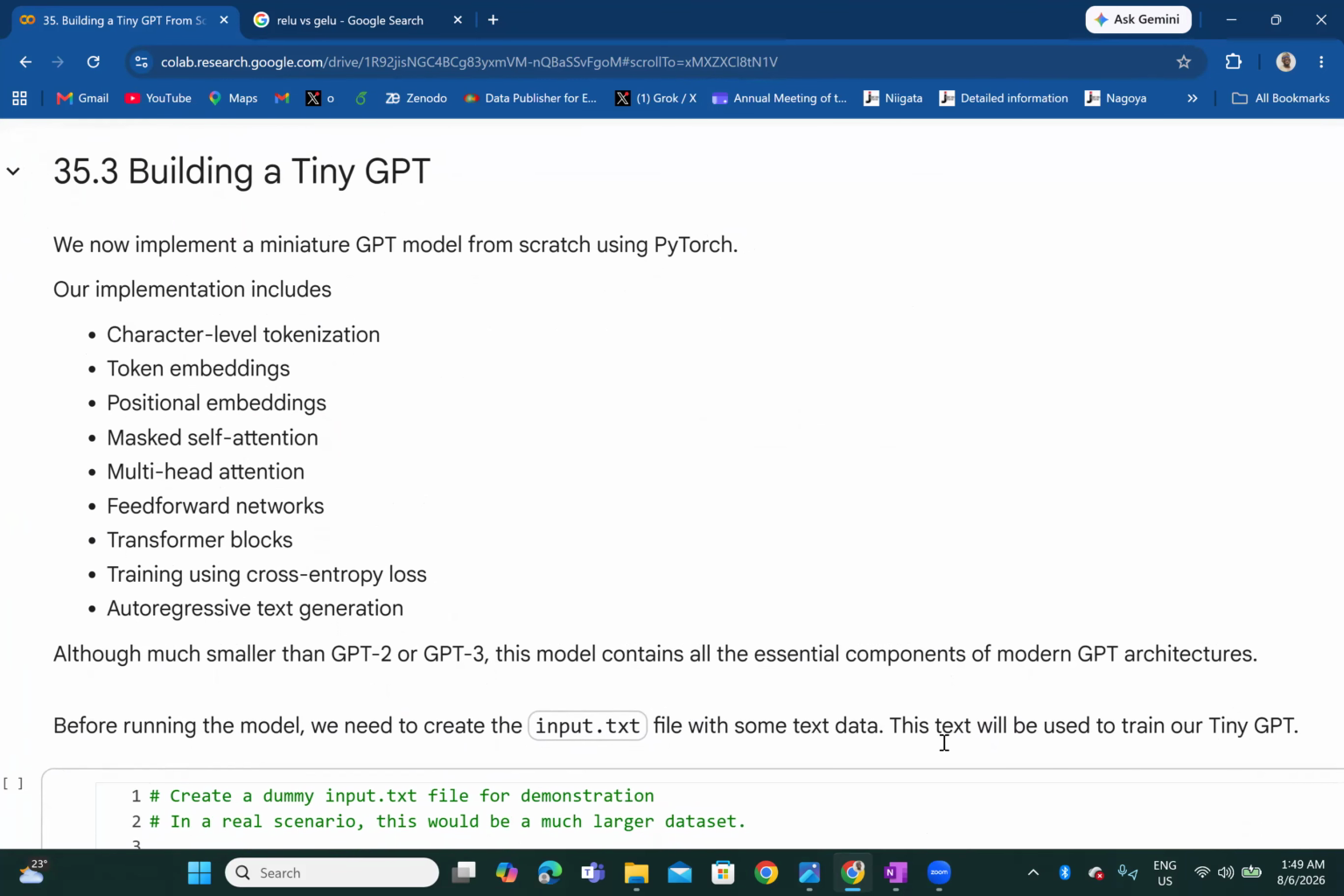So we now want to build a tiny GPT. We implement a miniature GPT model from scratch using PyTorch. Our implementation includes character-level tokenization, token embeddings, positional embeddings, masked self-attention, multi-head attention, feed-forward networks, transformer blocks, training using cross-entropy loss, and auto-regressive text generation. Although much smaller than GPT-2 or GPT-3, this model contains all the essential components of modern GPT architecture. So this can give you a sneak peek into what is going on in the ChatGPT model.